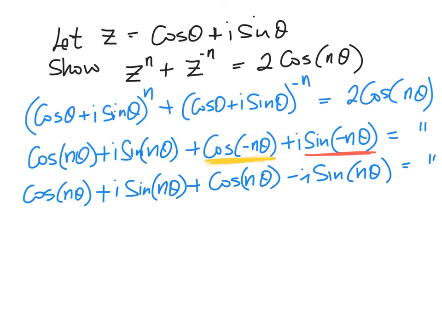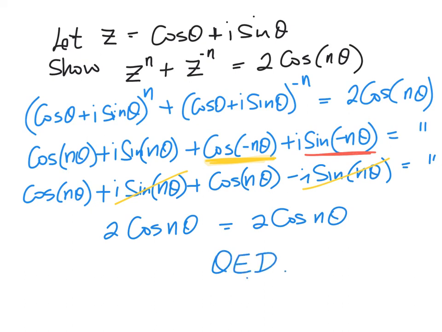Now let's see what happens here. Well, the signs cancel, which is great. And then I end up with cos n theta and cos n theta, which of course is 2 cos n theta, equal to 2 cos n theta. And look how simple that was. It's something that looked quite difficult when you first saw it.